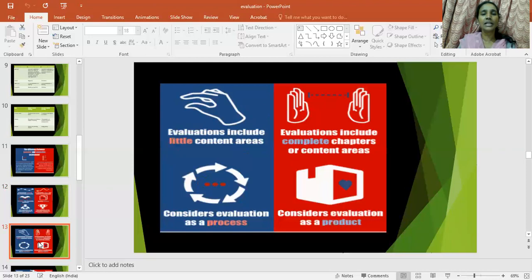evaluations include little content areas. Already I've told you, as my example, that I have covered only 3 points from the first chapter. So if I take the test on these 3 points, only that little content I'm going to cover in the test. So that is what the evaluation includes, little content areas. And the summative evaluations include complete chapters or content areas. Means the whole chapter, or the full content, or else the full paper they are going to ask. So that is what the summative evaluation includes, complete chapters.